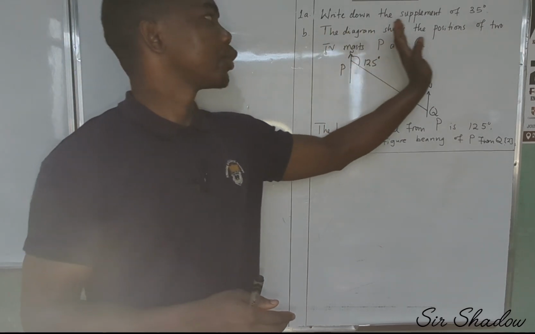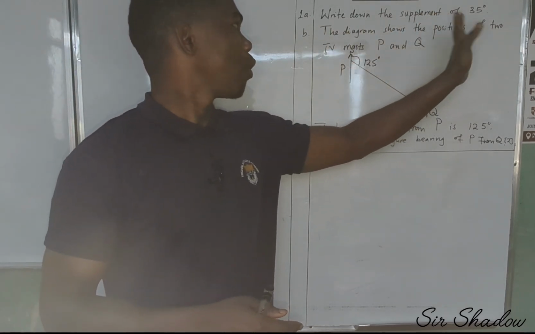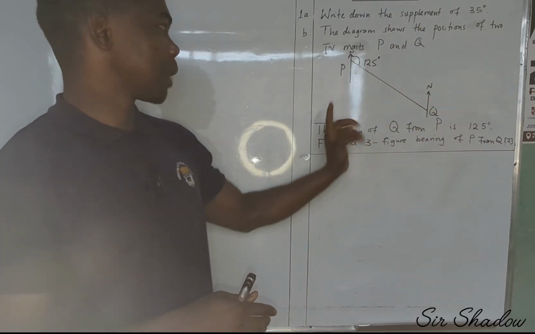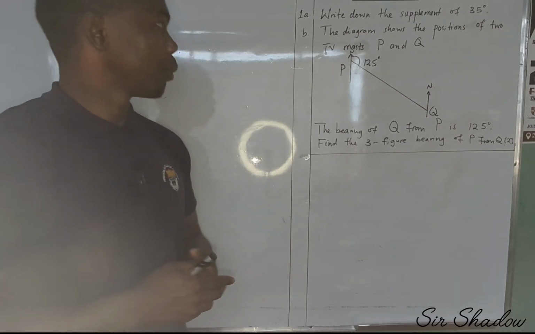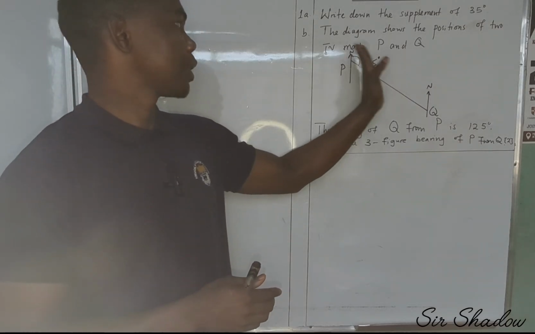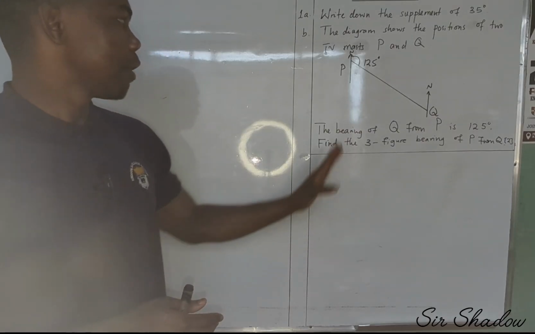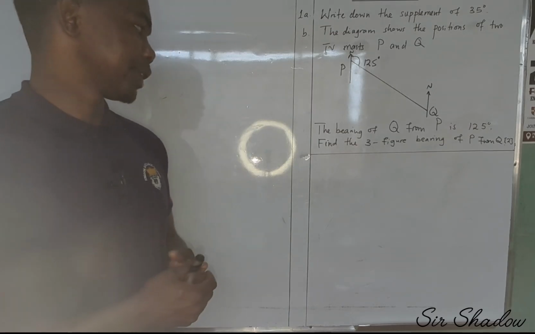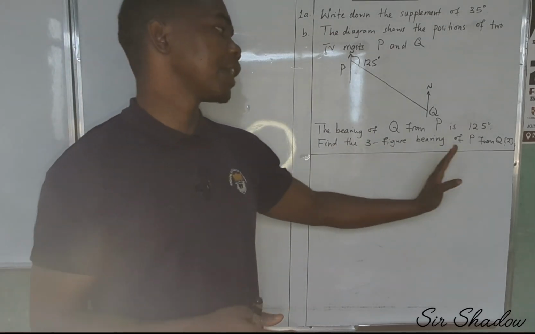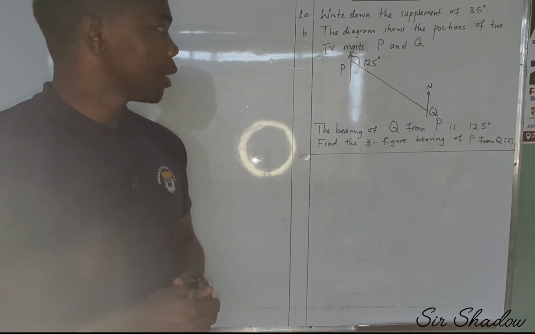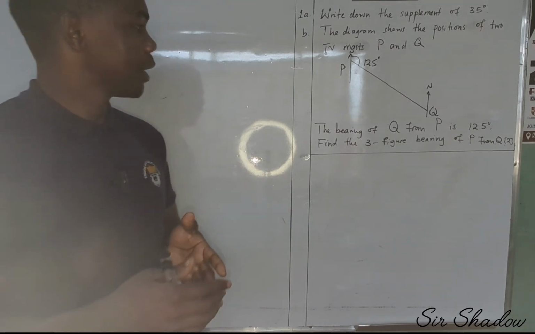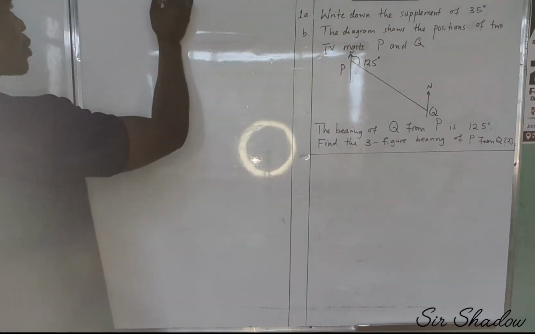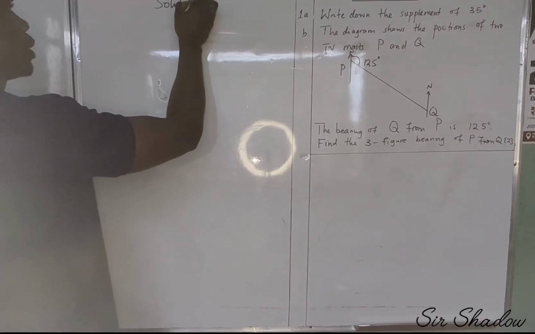Part B, the diagram shows the positions of two TV masts P and Q. From this diagram, we have point P and point Q. According to this diagram, the bearing of Q from P is 125 degrees. Find the three-figure bearing of P from Q. Let's now attack the questions one by one, starting with part A.